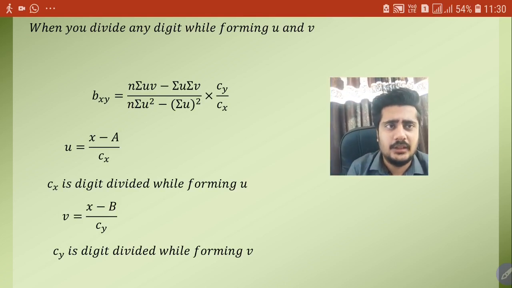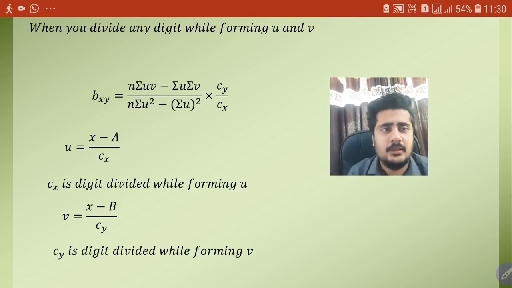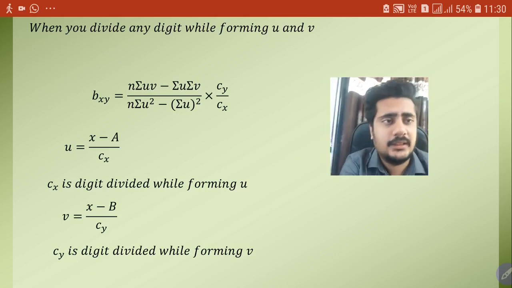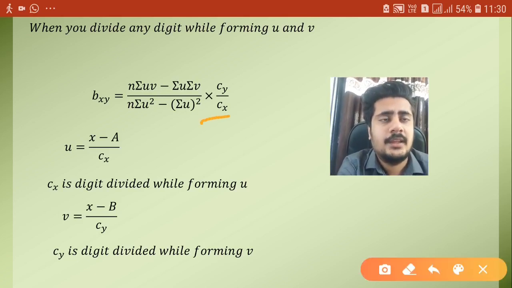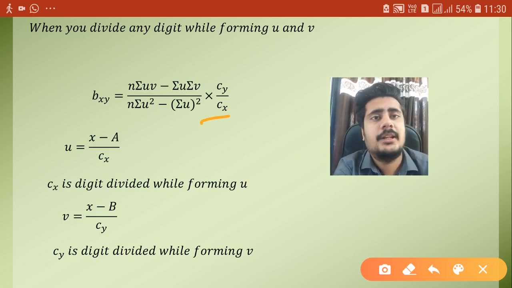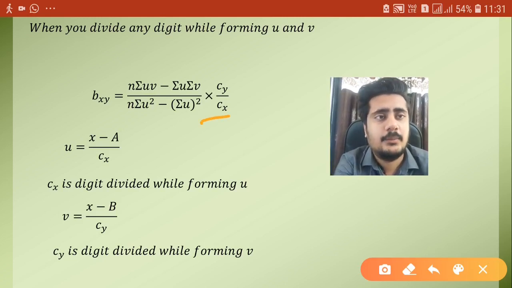Okay, we are doing a sum, then you can understand. But just learn this formula. There is a small change in the formula. What is that small change? Cy upon cx is multiplied in this formula.